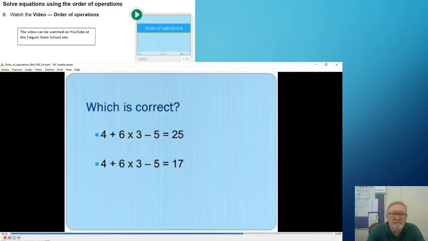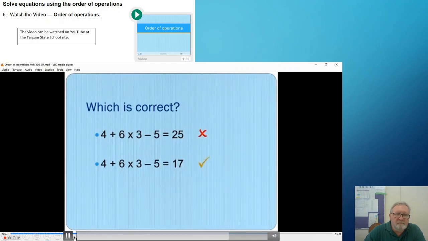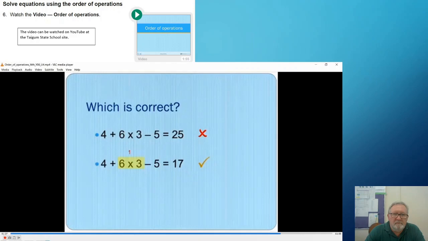Which answer is correct for this equation? Pause the slideshow while you work it out. Is this what you thought? We need to multiply first. The 6 times 3 is 18. Then we need to add 4. 4 plus 18 is 22. And then we take away the 5. 22 take away 5 equals 17. So the second equation had the correct answer.